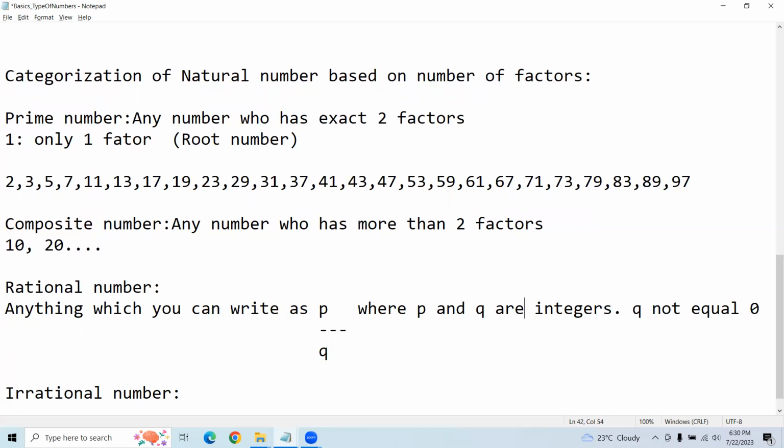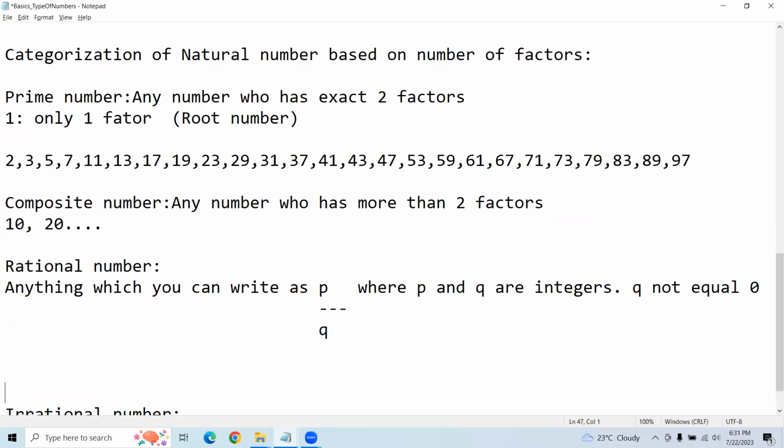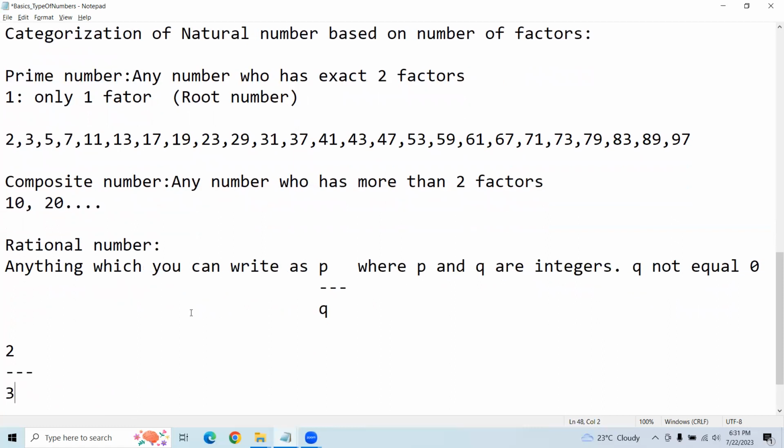So P can be 0. If I put some random number, 2 upon 3, 2 and 3 both are integers. So we can say that this is a rational number. We write minus 8 upon 5. So minus 8 is an integer and 5 is also an integer. P is an integer and Q is an integer. So we are good with this.